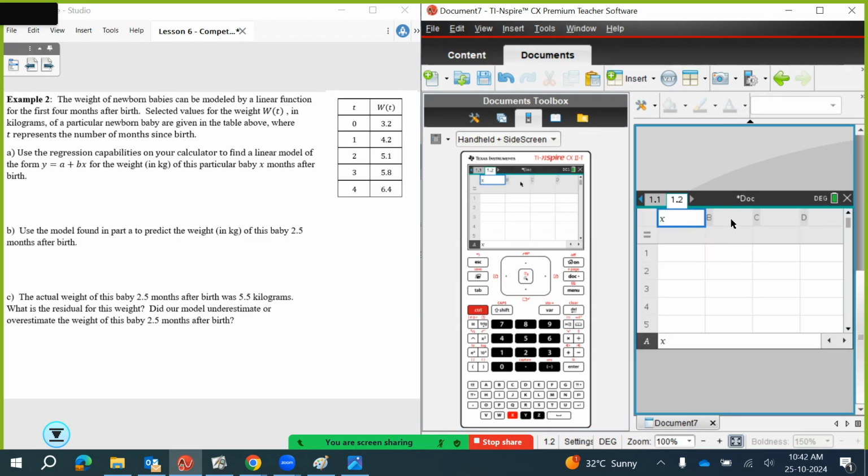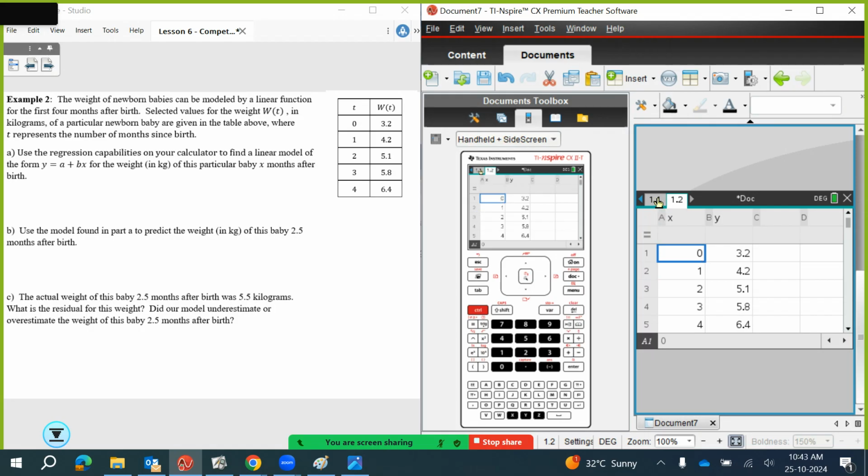So I'm going to call this one X. I'm going to call this one Y. Type in my values, 0, 1, 2, 3, 4. Here we got 3.2, 4.2, 5.1, 5.8, and 6.4. So we typed our data in.